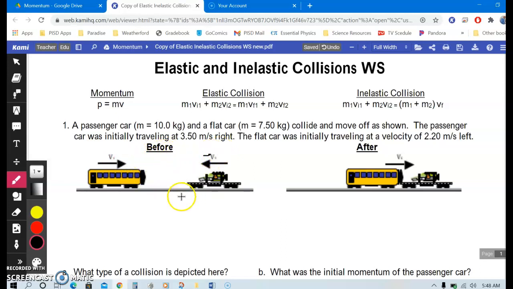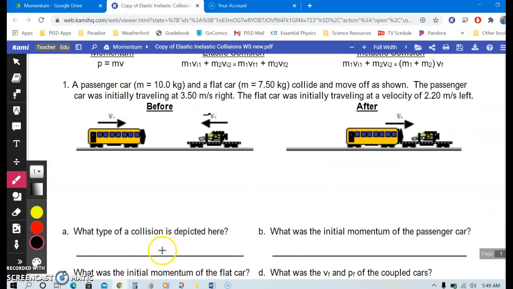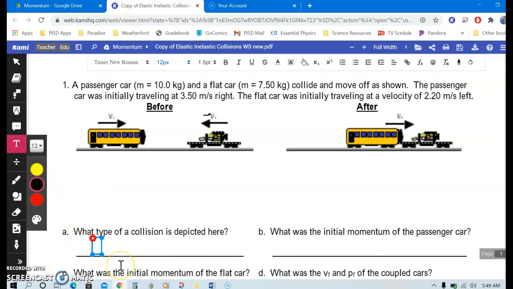Anyhow, these two hit. After they hit, they continue to go to the right. So let's go through our questions here. First of all, it says, what type of collision is depicted here? Well, they hit and they stick together. So that is an inelastic collision.